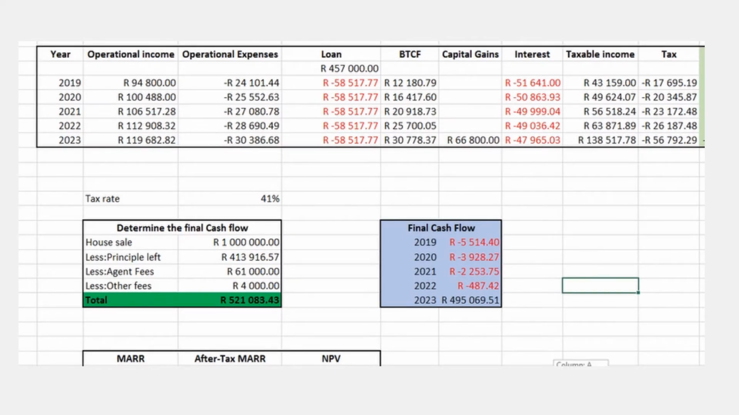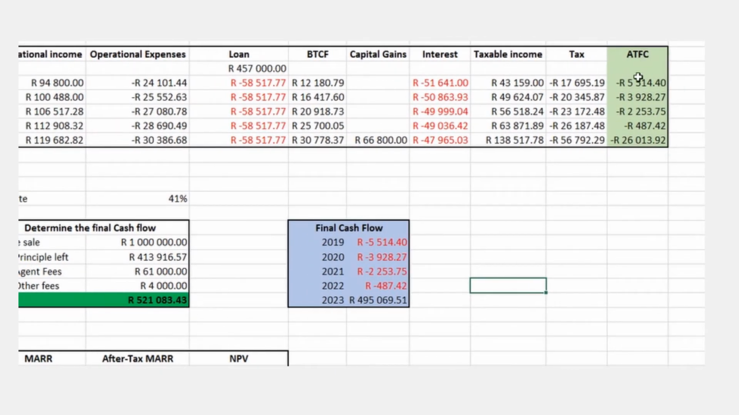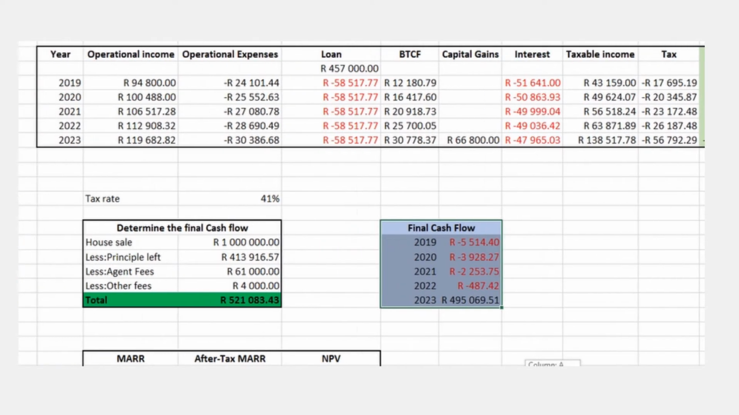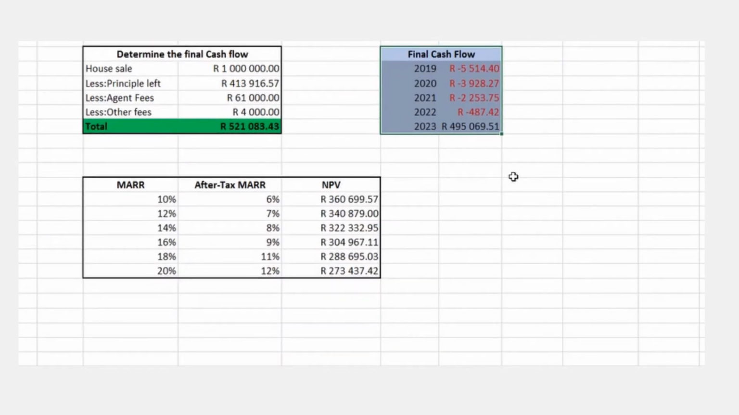Now from this point, we can go and determine her after-tax cash flow, which is right over there. And then when she sells the house, right at the end, we get a final cash flow that looks something like this. Now we will jump into option 2.